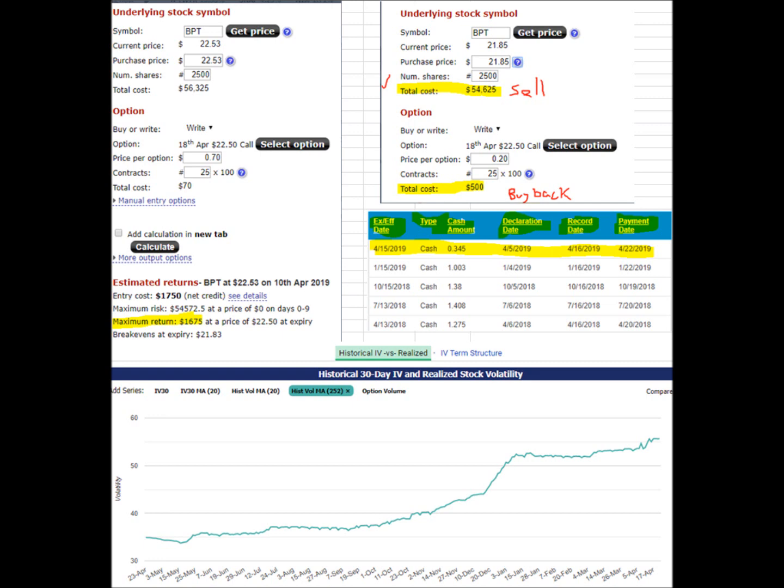So what you want to do on ex-dividend date is during the pre-market, you can go in and sell the 2,500 shares that you purchased on 4/10. Let's just hypothetically say you sell those at a price of $21.85. So your old market value was $56,325. That was your purchase price market value, and now you're selling at $54,625, which gives you a negative net difference between the market value from your purchase to where you're going to sell of about $1,700.